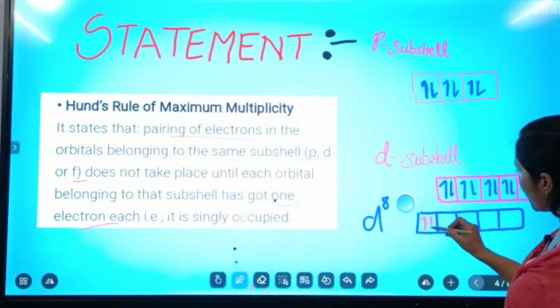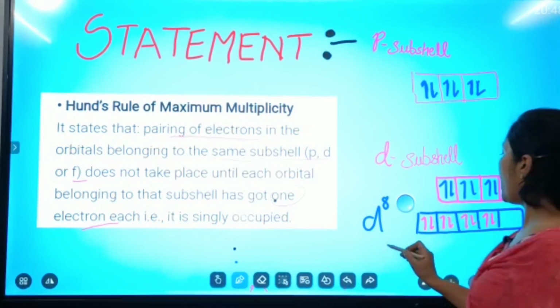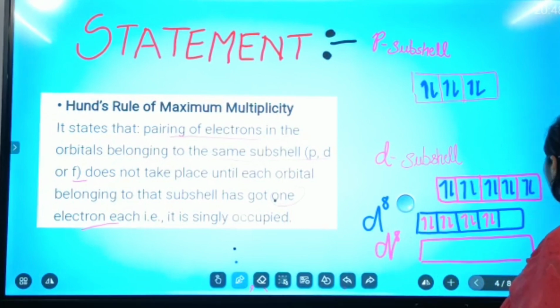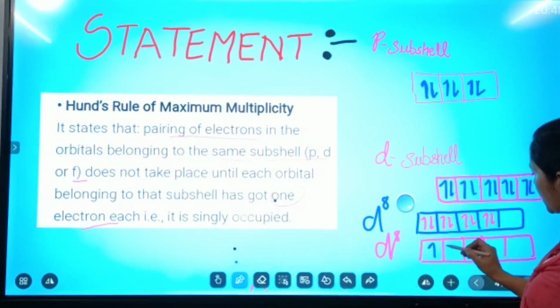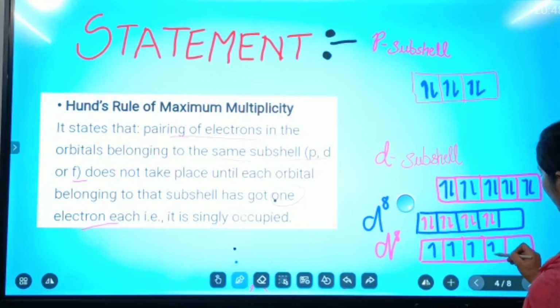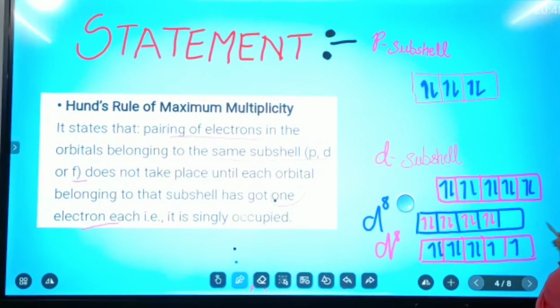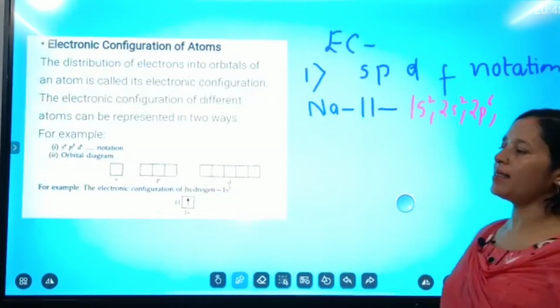First, we can fill up the electrons like this, and the second way is to fill up the electrons first singly and then we can do pairing. So this is the correct way according to Hund's rule of maximum multiplicity, and this is the wrong way. Let's start with the next slide.